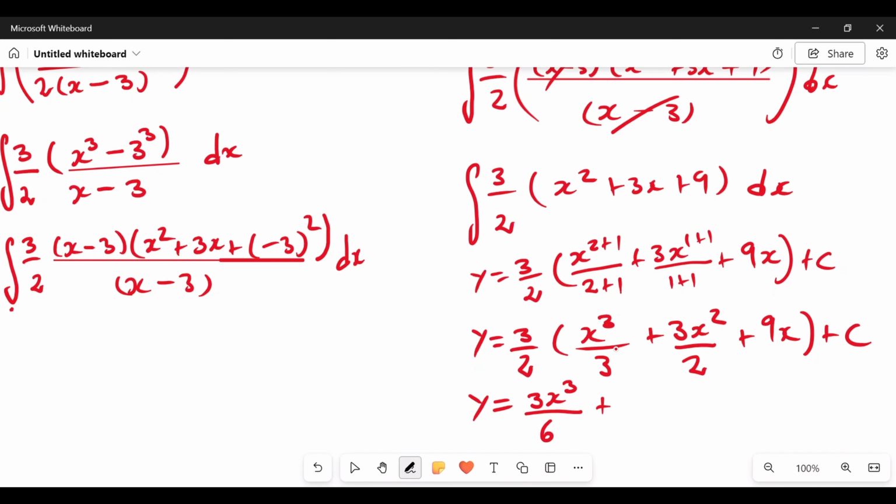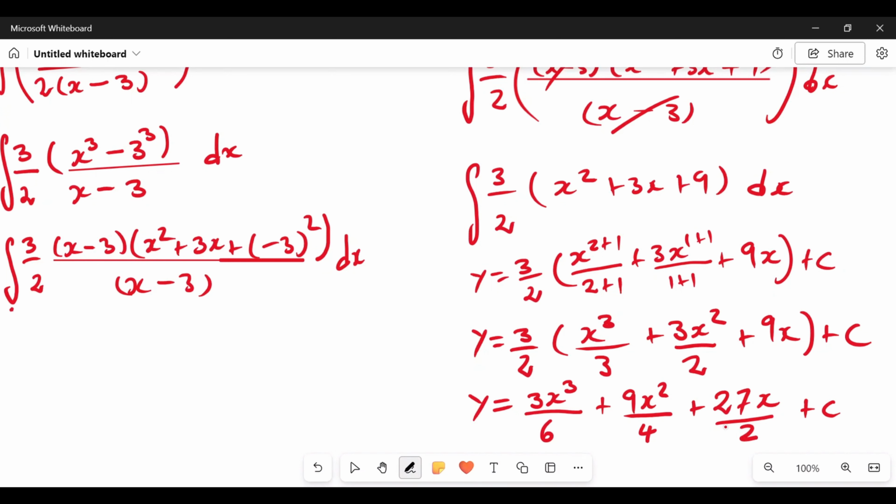Second term. Now we have 3 multiplied by 3x squared. That is going to give us 9x squared. On the denominator, we have 2 multiplied by 2. This is going to give us 4. The last term, we have plus 3 multiplied by 9x, which is going to give us 27x divided by 2. Now that we remove the bracket, we can say plus c.